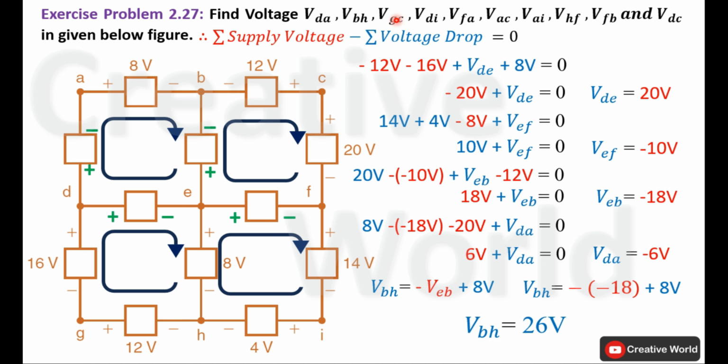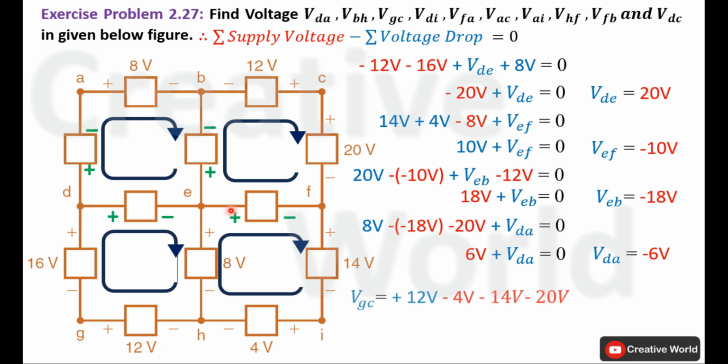Move to next value, VGC. For that purpose, we will try to locate these 2 points G and C inside this circuit. Point G is here and point C is here. It is indicating the voltage potential between these 2 points. VGC can be calculated using this path or this path. I am choosing this path and I will suggest you to calculate VGC using this path. In both cases the answer will be same.